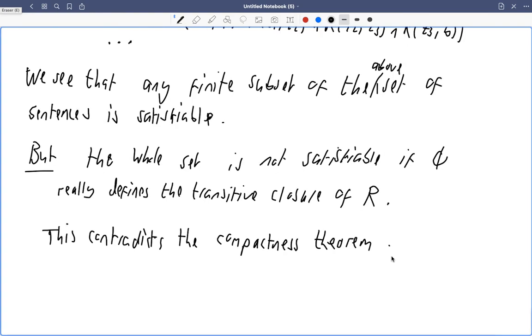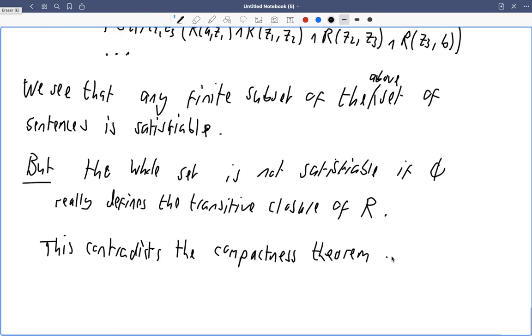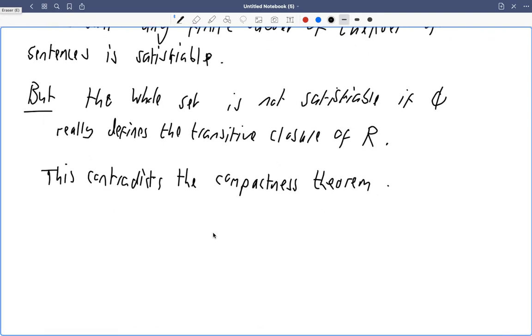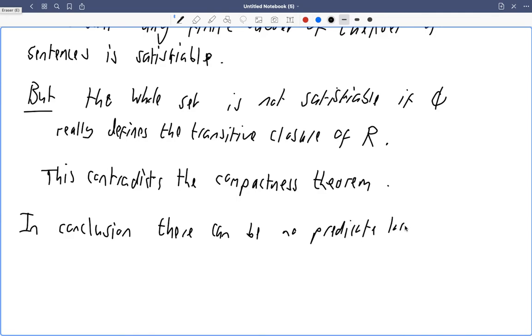And of course, the compactness theorem is true. It's a theorem, so there must be some wrong assumption, and the only assumption we've made is that phi defines the transitive closure of R. So in conclusion, there can be no predicate logic formula defining the transitive closure of R.